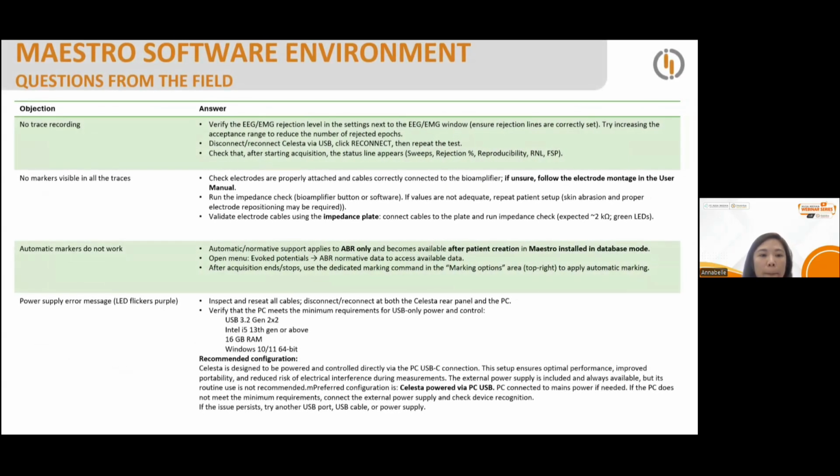Here come some questions from the field to check out, some troubleshooting. Maybe if you have time, you can take a look at that.